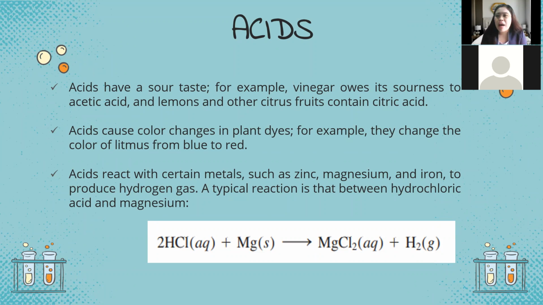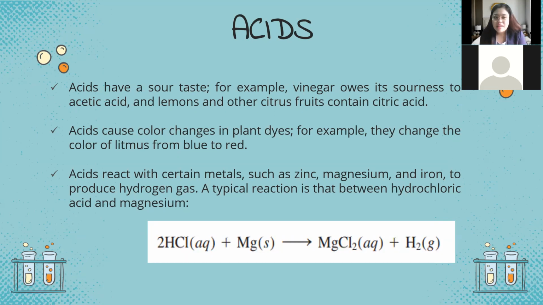Now, if you ask me, paano kung pink or red na litmus paper ang gagamitin natin? Then if it stays red or pink, acid yung substance natin, ha? Kung blue, magiging red. Kung red na siya dati, red lang pa rin siya. That's what we use para ma-determine kung acidic ba ang substance natin or not.